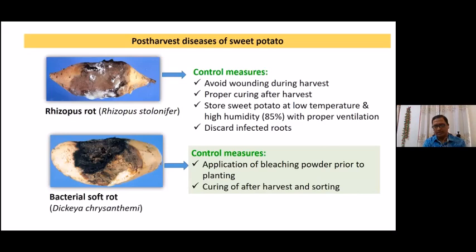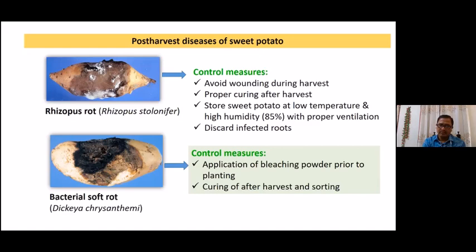It is common for almost all disease control, because if we can discard the infected ones and select the good ones, fresh, intact, without injury, then that root tuber can stay good for a couple of weeks even in ambient condition. If we can keep them in a cooler place, they will stay a couple of months also.